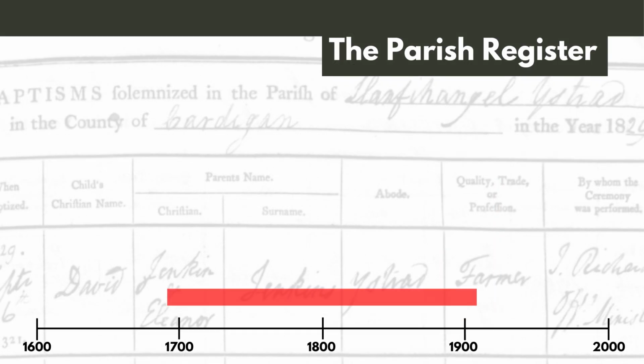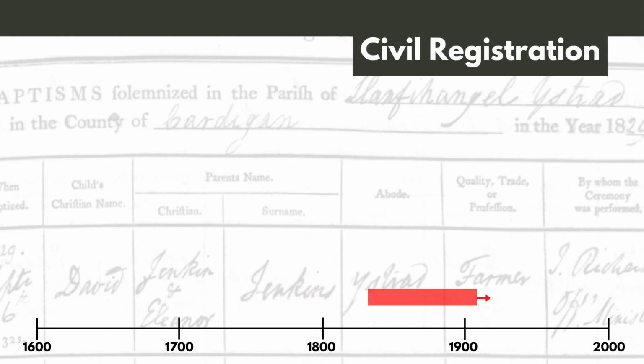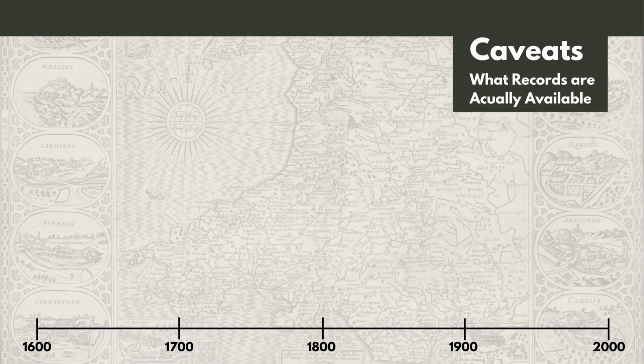Sometimes these important events weren't registered through the local parish church, but instead were done through civil registration, starting in 1837. In the case of these records, you have to buy them through the General Register Office. But sometimes these records will hold the last piece of information that you need to make everything make sense. There are some caveats that I'm going to quickly point out now that will impact what records will be available for you to do your research with.